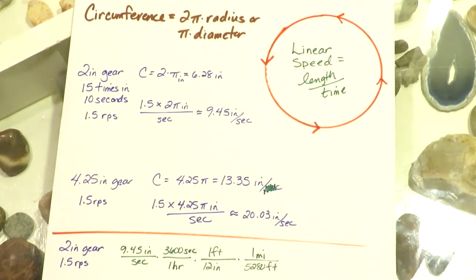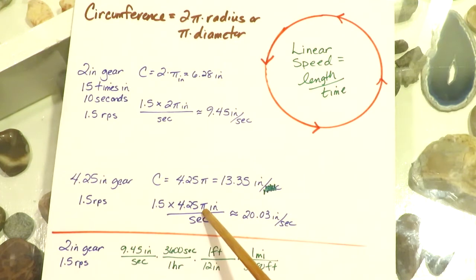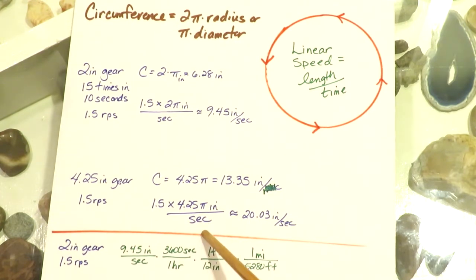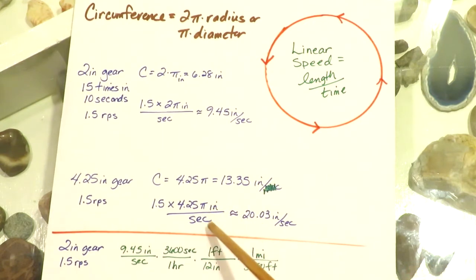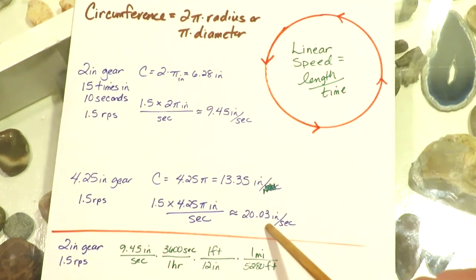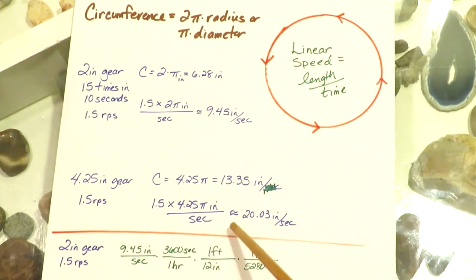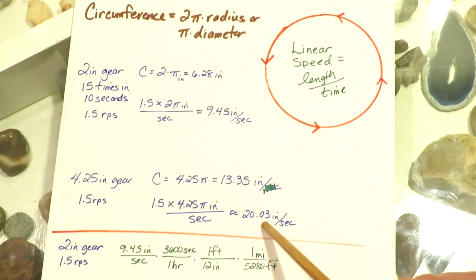So again, that was the diameter times pi. So 1.5 circumferences are being traced per second. So 1.5 times the circumference is how many inches per second it's moving. So it's moving 20.03 inches per second. So a point on the outer gear is moving at a speed of 20.03 inches per second.